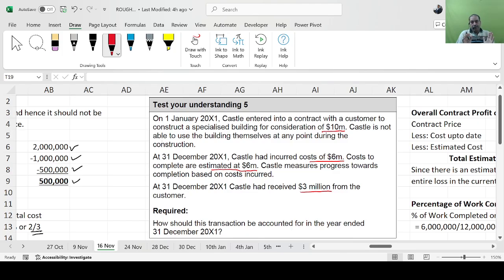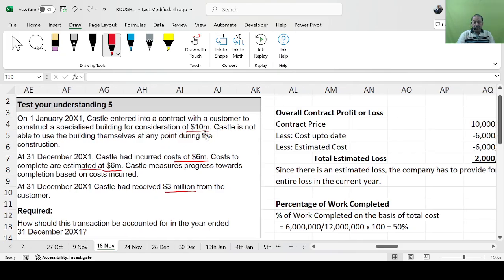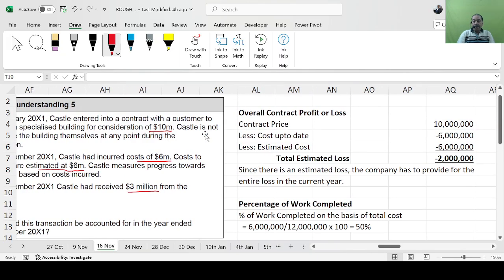Okay, now let us see. We go step by step. Step number 1 is to find out what is the total contract profit or loss. Okay, so how do I do that? How do I start? I start by saying that let us take the contract price. What is the contract price? The contract price is $10 million.